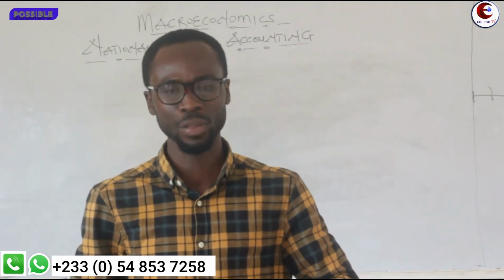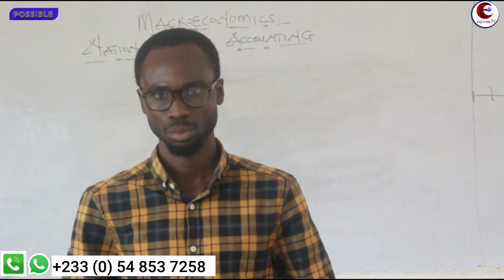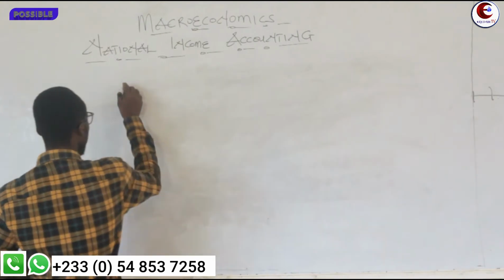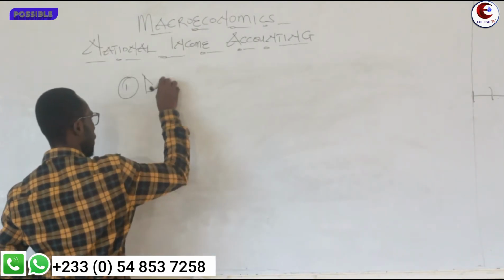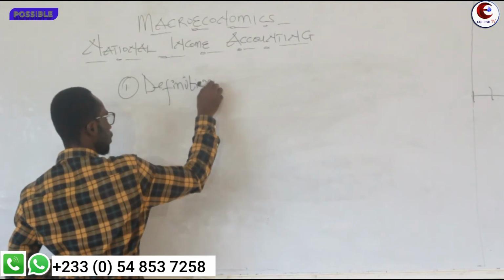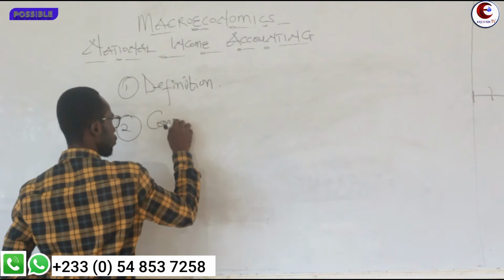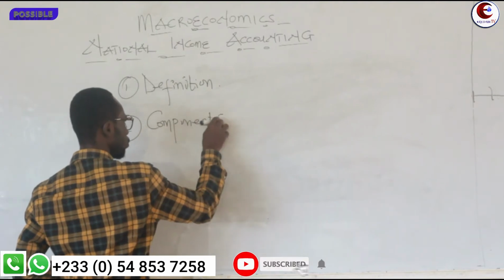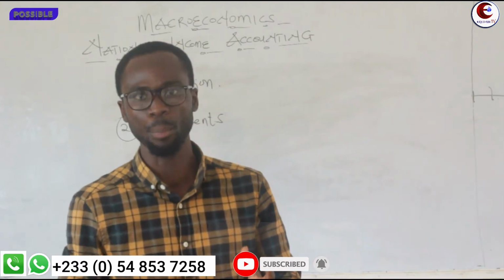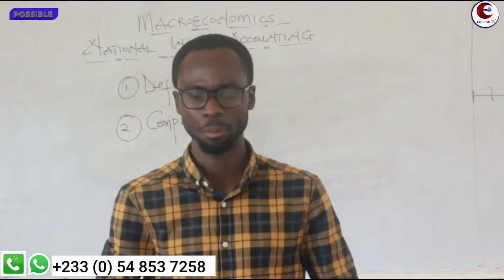Now, straight away from there, let us look at the components of national income. So we have looked at the definition. And then the second one is the components. We are going to look at the components of national income.